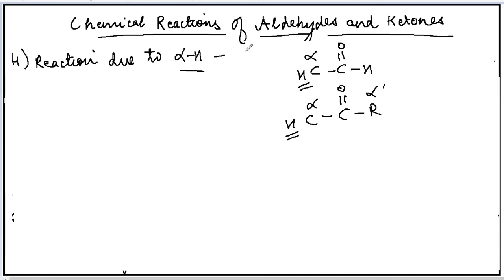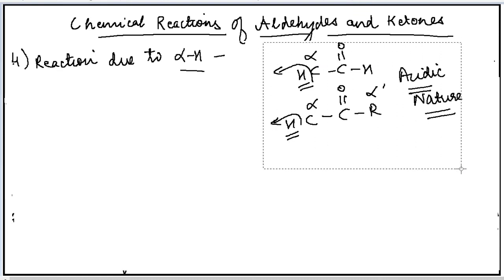So the next chemical reaction of aldehyde and ketone is the reaction due to the alpha hydrogens, which are given by those aldehydes and ketones which have alpha carbon. In this reaction, the aldehyde and ketone will easily give up their alpha hydrogen. It means they show acidic nature. So aldehydes and ketones are acidic in nature, and this is due to the alpha hydrogen, which they can eliminate easily. Now let's look at the reactions given due to the alpha hydrogen.